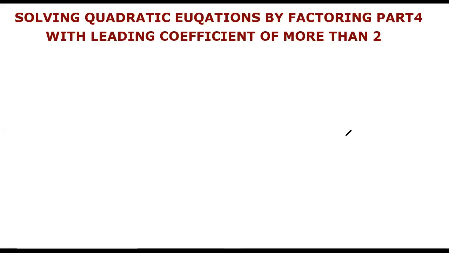This is now part 4 of solving quadratic equations by factoring with a leading coefficient of more than or equal to 2. This is still a trinomial. I will give you some examples of today's solutions.